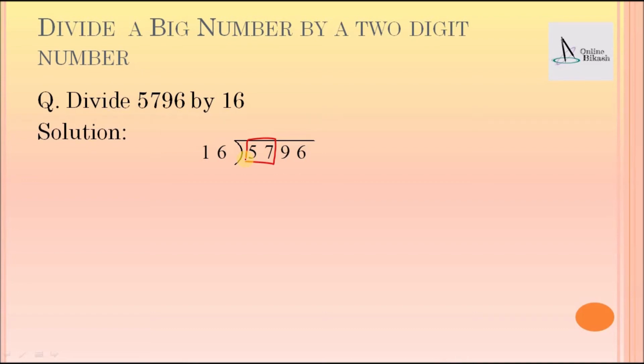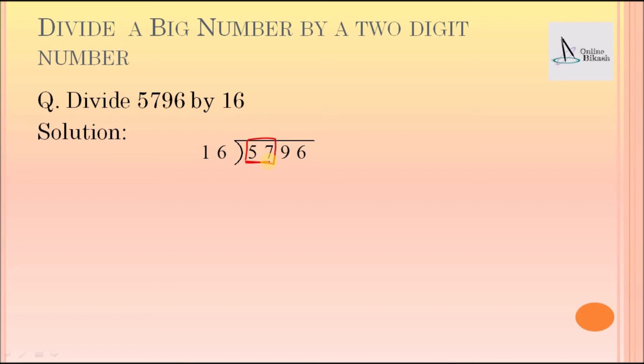By 16, we will try to find out what we get if we multiply it by 1, what we get if we multiply it by 2, and what we get if we multiply it by 3. We have to find a number just smaller than 57 or equal to 57. By what number will you multiply 16 to get almost 57 or equal to 57?